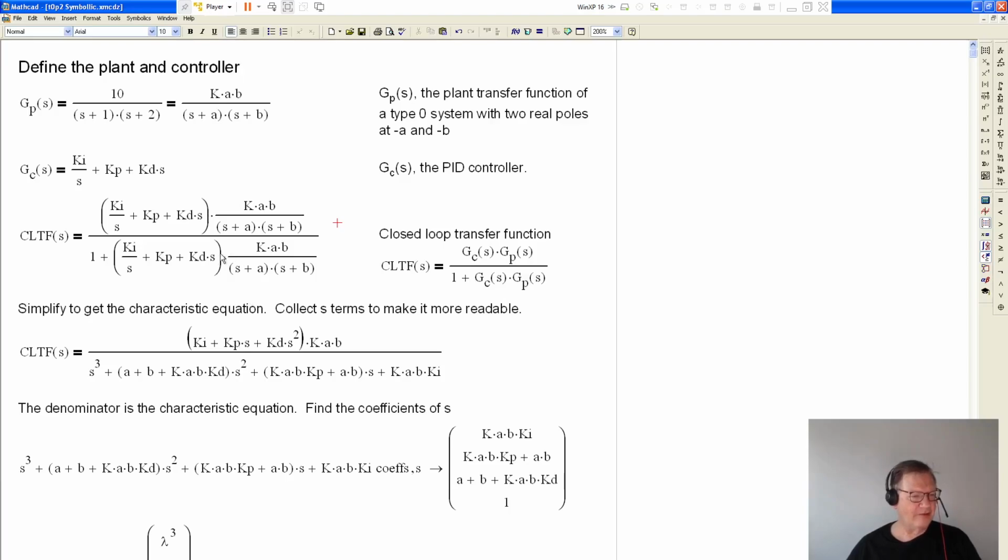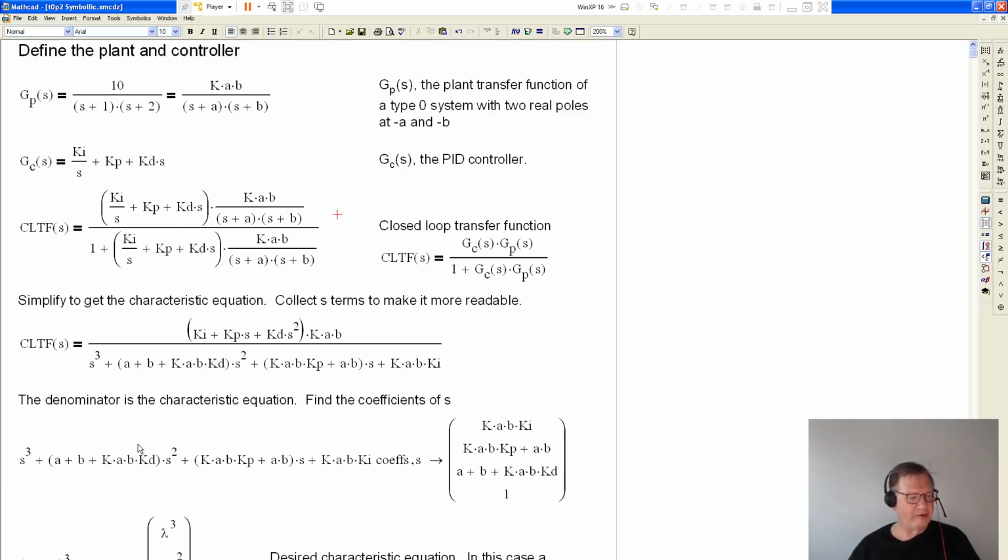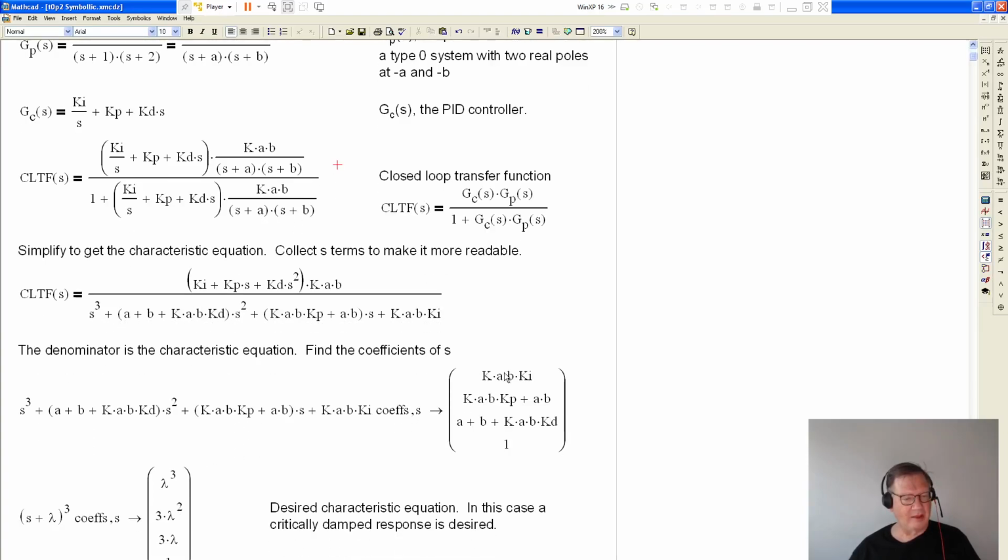This can be done easily with just paper and pencil, but I'm using MathCAD and it will do it for me. So this is my characteristic equation, and this is all the coefficients of S. You see this is K times A, B, Ki here. And then this is for S to the first, S to the second, S to the third.